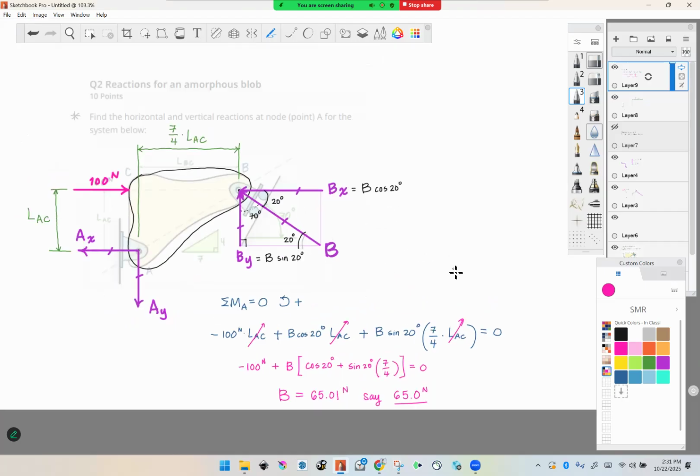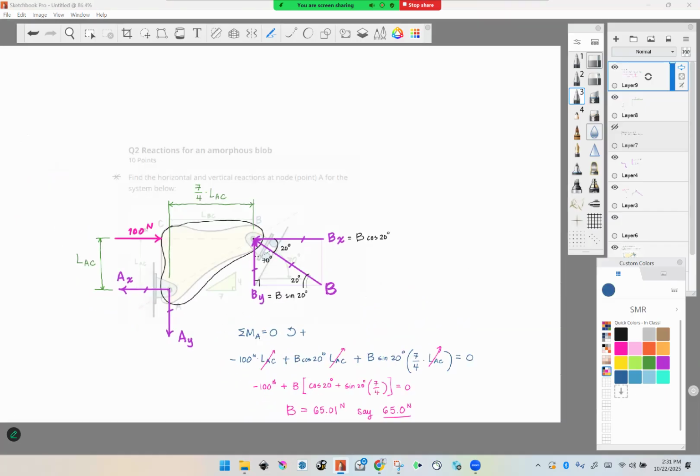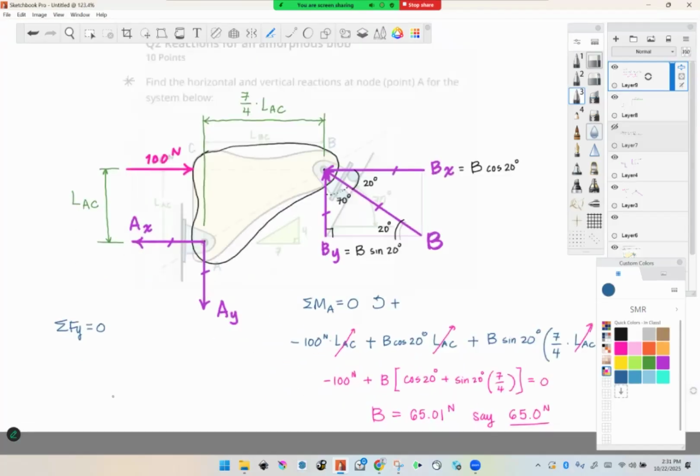Now I'm ready to do the other two. I think maybe summation of forces in the y direction will be the next easiest to do. So summation of forces in the y direction is equal to 0. So downward I have A sub y. Upward I have B sub y, which is equal to B sine 20 degrees. And I can plug B in. It's already in my calculator.